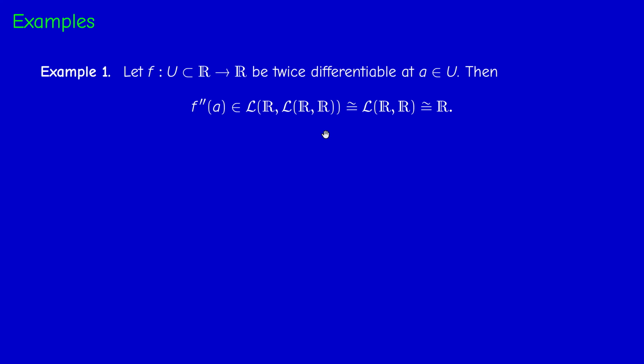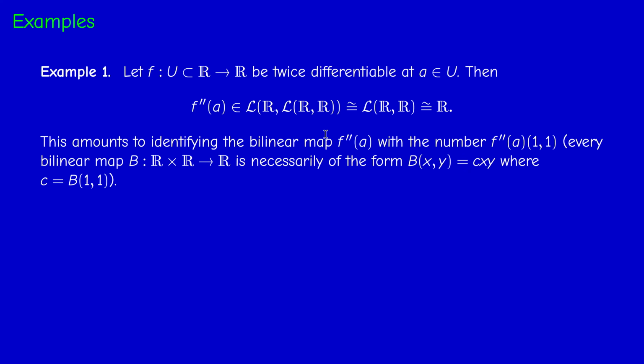And this is the familiar notion that you studied in calculus. So what you study in calculus is a particular case of our more general study. This identification, considering f double prime in the case of a map from R to R as a number, amounts to identifying the bilinear map f double prime with its value at (1, 1). Because a bilinear map from R times R into R is necessarily a multiple of x times y. There's no other form, actually.